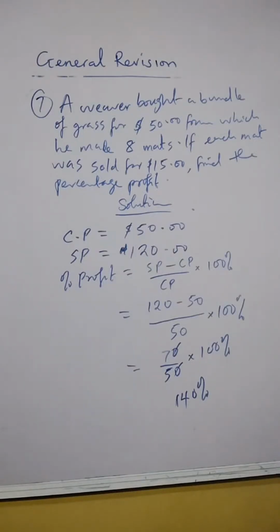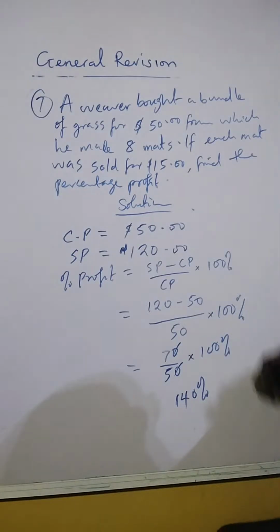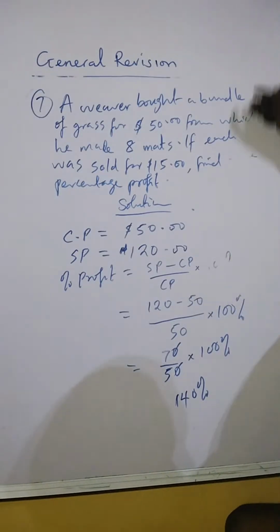So let's look at another interesting question. Find the 17th term of the arithmetic progression. We have this AP.